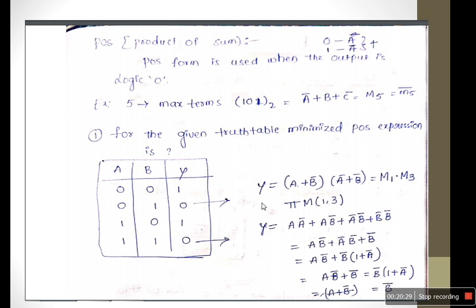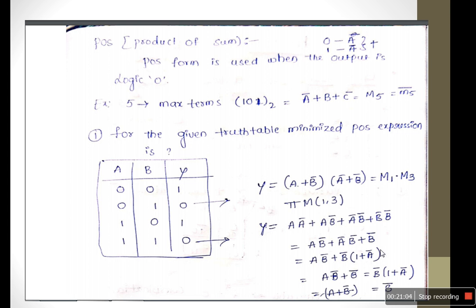So the final expression Y equals pi of M. In SOP we represent with sigma of small m. In POS we represent with pi of capital M 1, 3. If you reduce the expression: A into A bar, A into B bar, B bar into A bar and B bar into B bar. A into A bar value is 0, and here I am getting AB bar plus A bar B bar plus B bar. In AB bar, I am taking B bar as common.